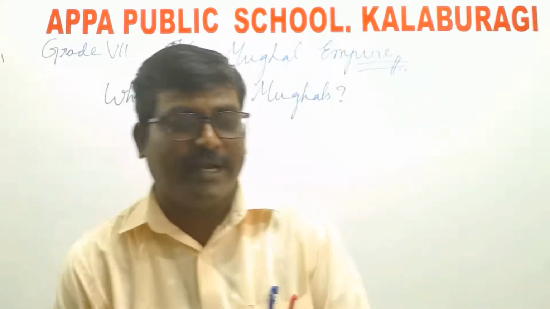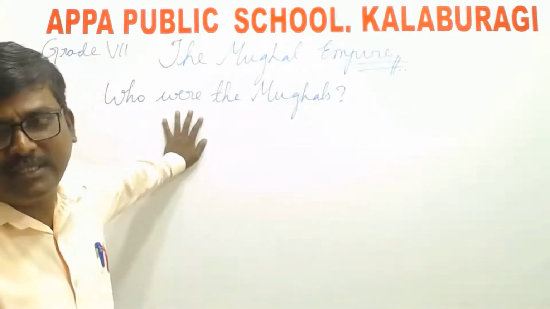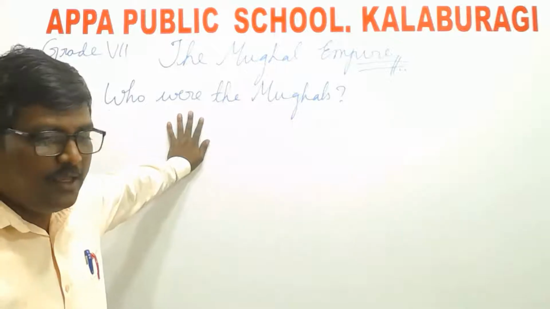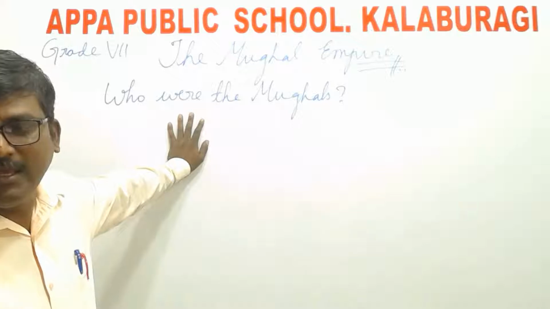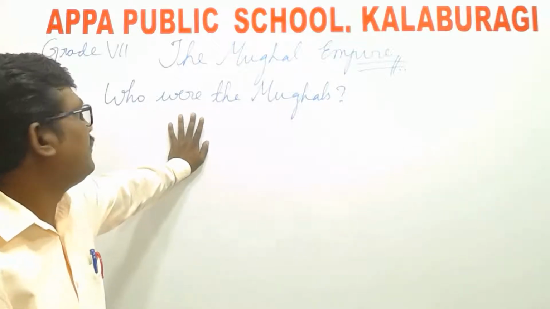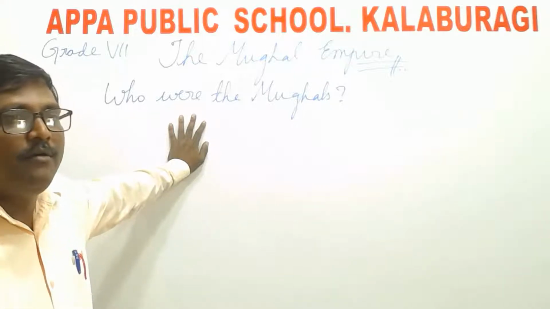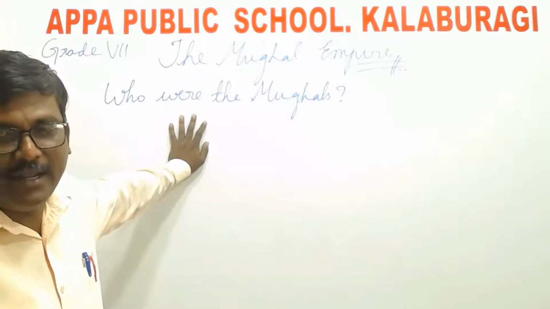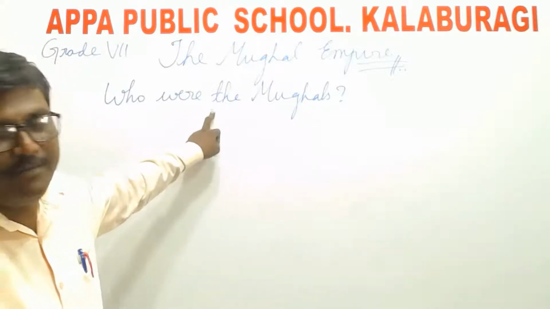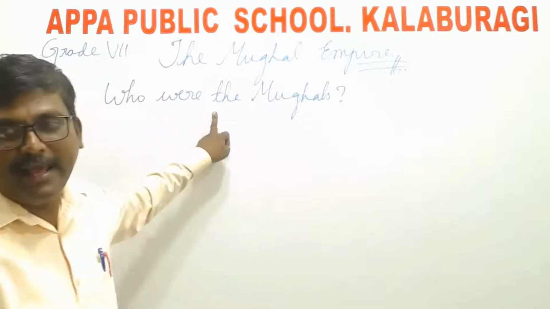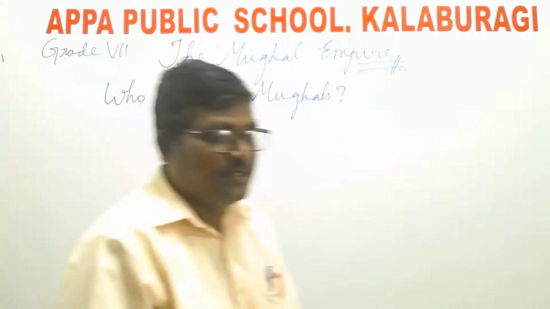Now, my dear students, the very first question: who are the Mughals? The Mughals were rulers from the Central Asian part. They came, and the first emperor of the Mughals came and fought a battle in India, took over the control of Delhi and started to rule from Delhi as the emperor of the Mughal Empire. The very first one, my dear students.